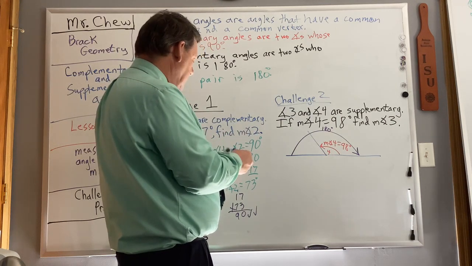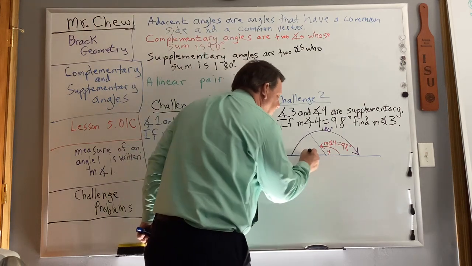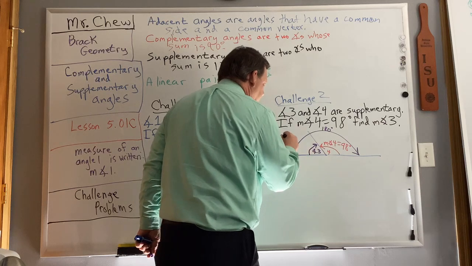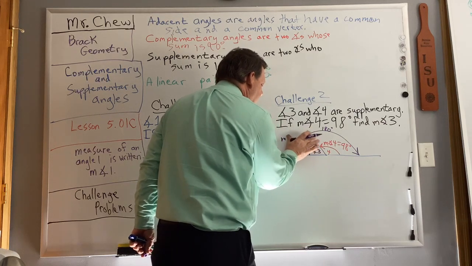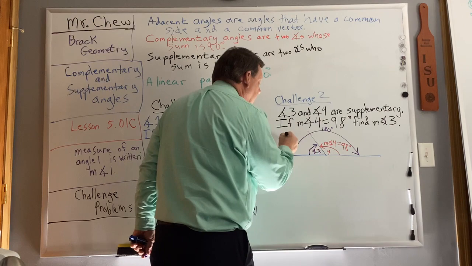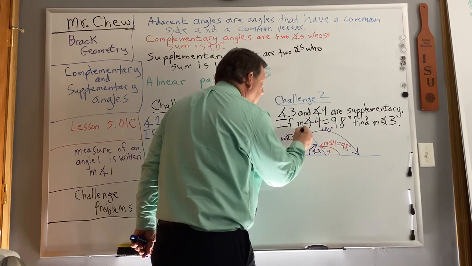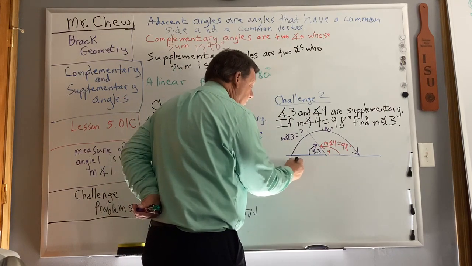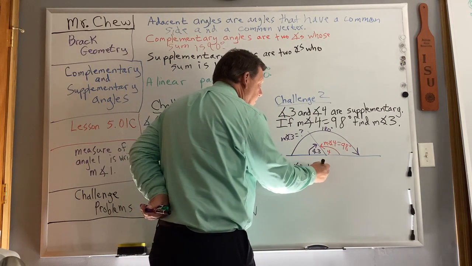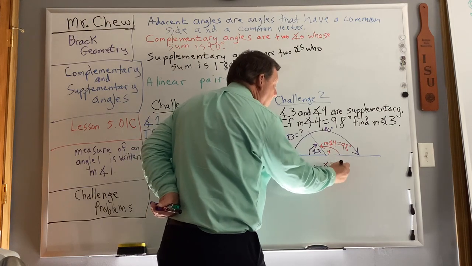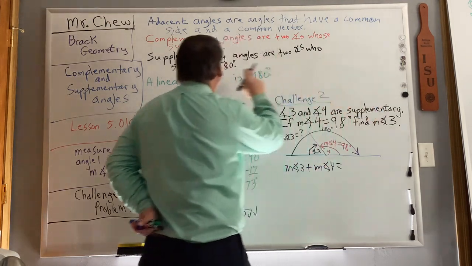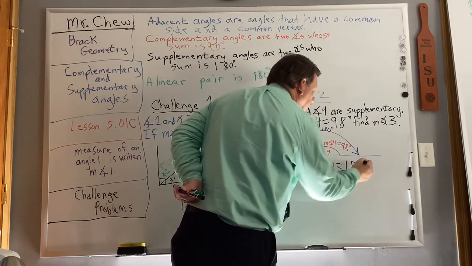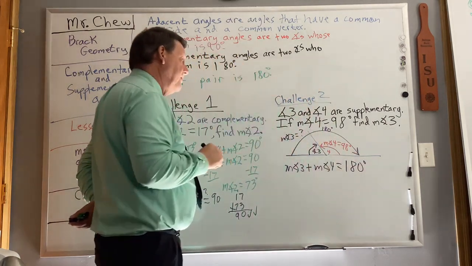So this measure right here is angle 3. And it wants us to find the measure of angle 3 by using algebra and properties. So I just say the measure of angle 3 plus the measure of angle 4, by my definition of being supplementary, means that their sum is 180 degrees, because that is a linear pair, a straight line.